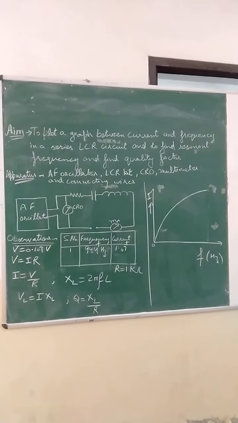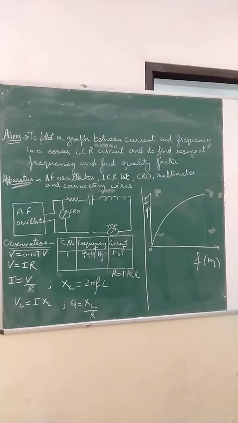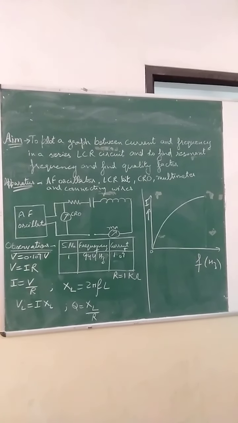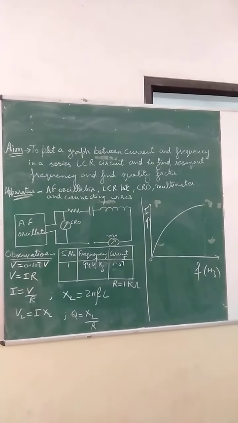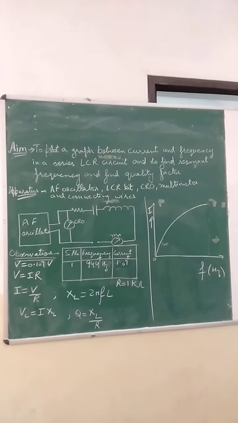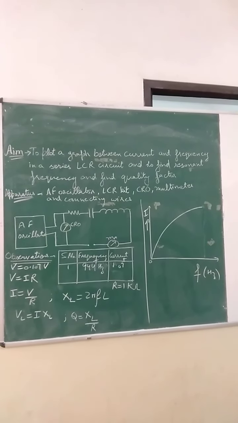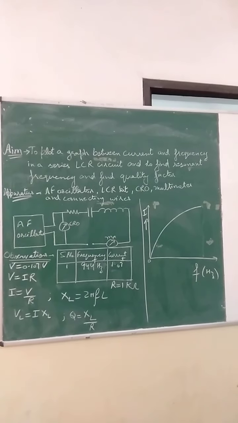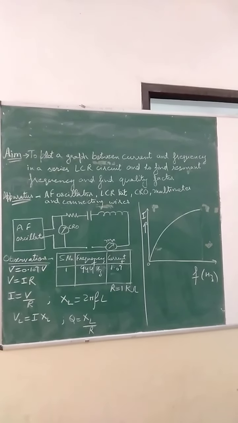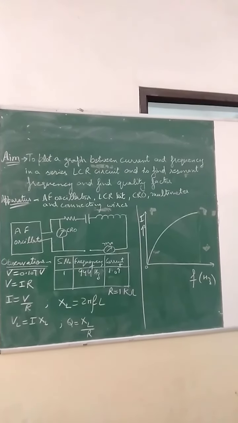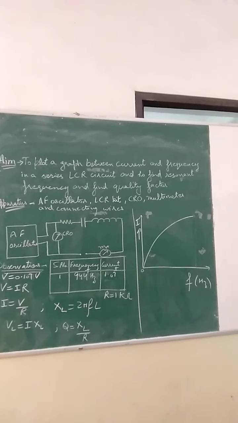Here I have an observation table where I have marked the voltage reading, that was 0.107. Along with that the frequency was 0.944 kilohertz, which I transform into simple hertz, that is 944 hertz. By Ohm's law V equals IR, from that I can calculate the current value, I equals V upon R. As the resistance in the circuit was 1 kilo ohm, I can easily calculate the current corresponding to the frequency.